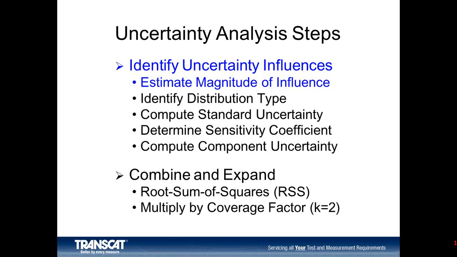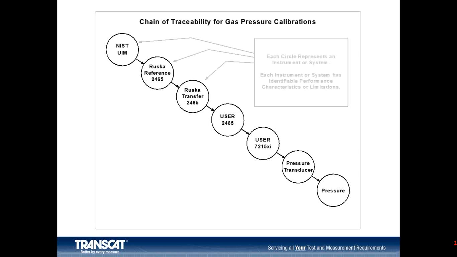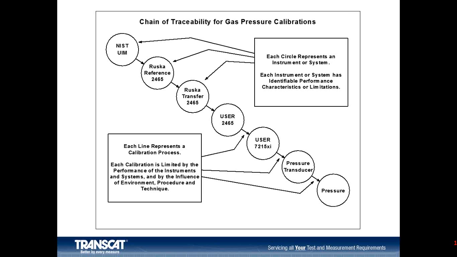This is my summary of the key steps in the process following the ISO guide. We need to identify what the sources of uncertainty are in the particular measurement process we're evaluating and estimate a magnitude of influence for each of those parameters. To do that, sometimes it helps to understand the overall process. Of course, we need to know the details of the specific instrument, but it helps to sometimes have an overall perspective. So I'm going back to this traceability diagram.